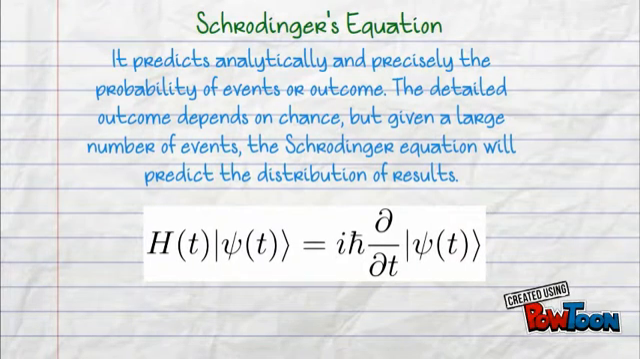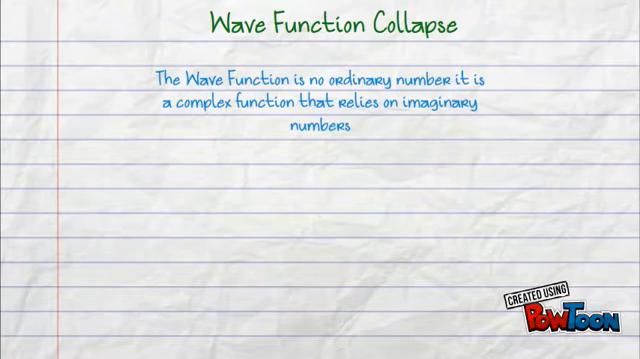The detailed outcome depends on chance, but given a large number of events, the Schrodinger equation will predict the distribution of results. However, you must remember that the wave function is no ordinary number. It is a complex function that relies on imaginary numbers.